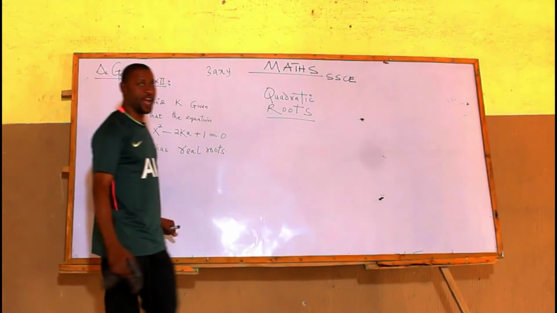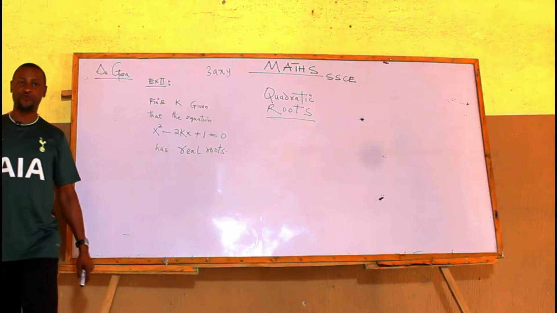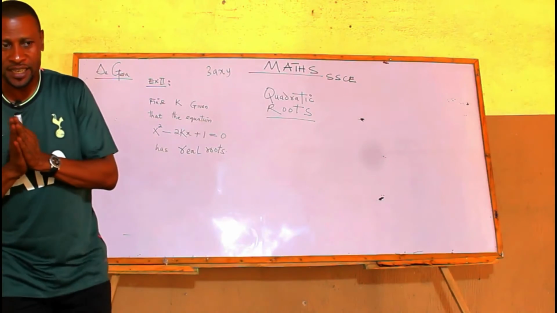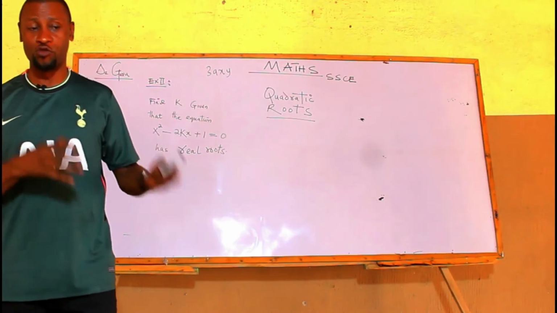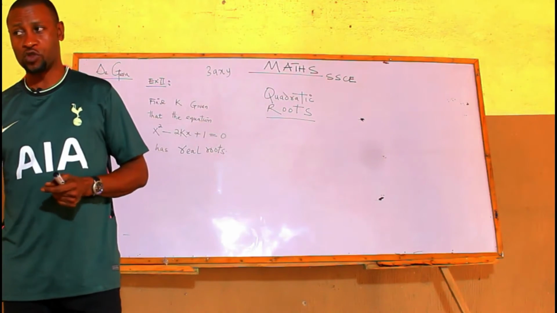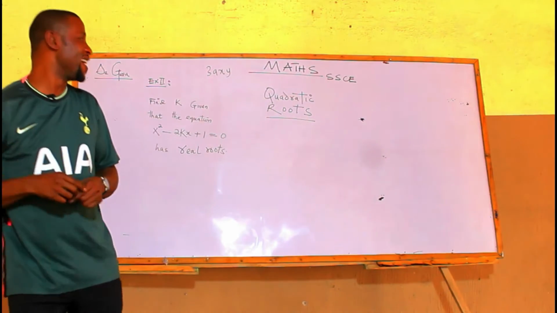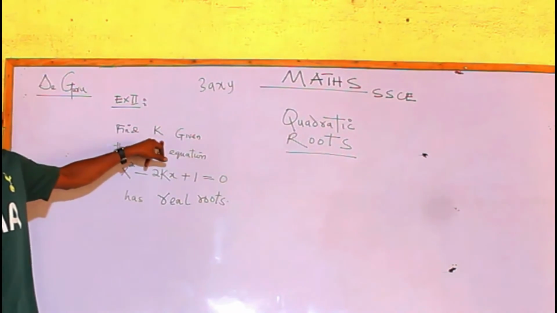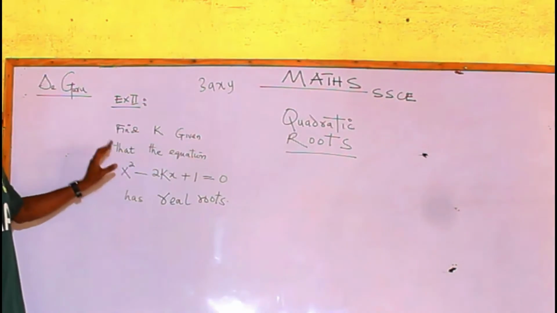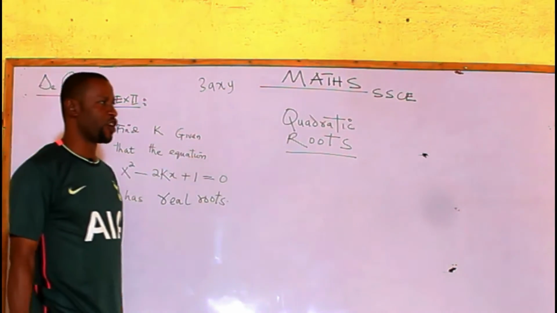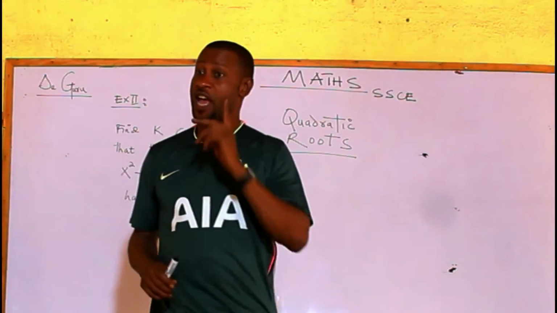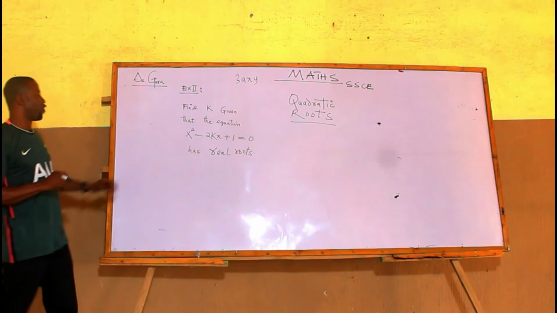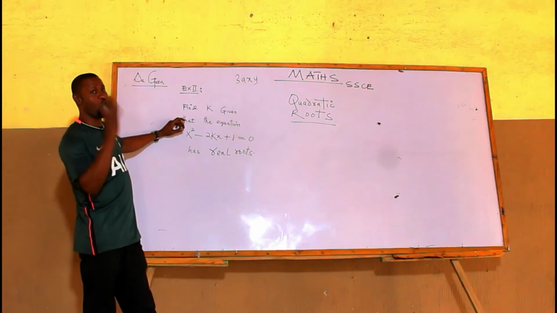Now let's do this together. The question is, for what value of k will the quadratic equation have what, somebody? This time around they didn't say equal roots, but they said real roots. Find the range of values of k for which the equation has real roots. Let's do that together.